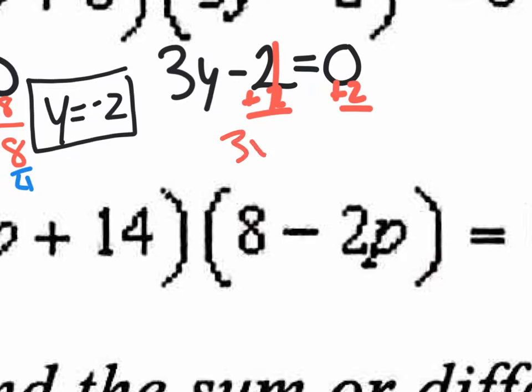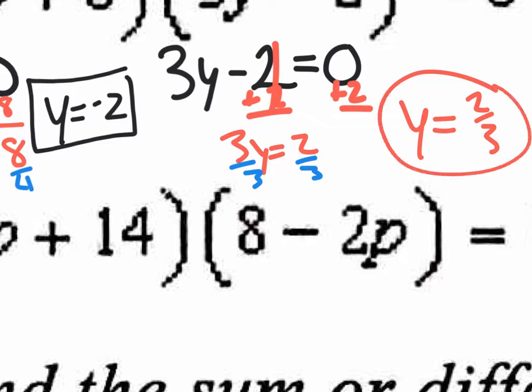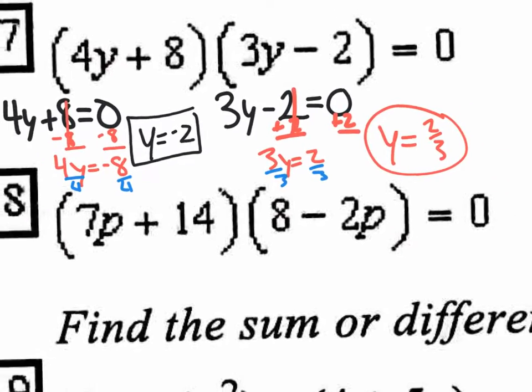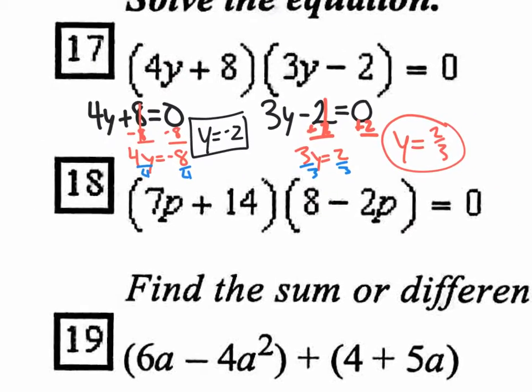So you're going to have 3y equals 2. You're going to divide both sides by 3. So you're going to get a final answer of y equals 2/3. So we get two answers, y equals negative 2 and y equals 2/3 for question 17. You didn't even have to factor, it was already factored for you.